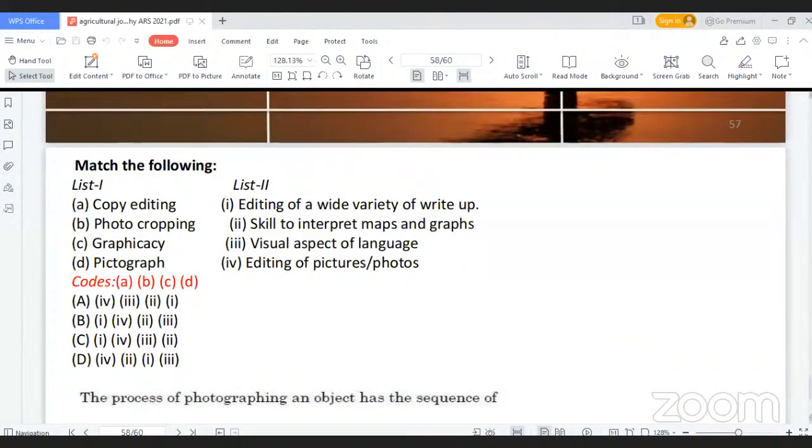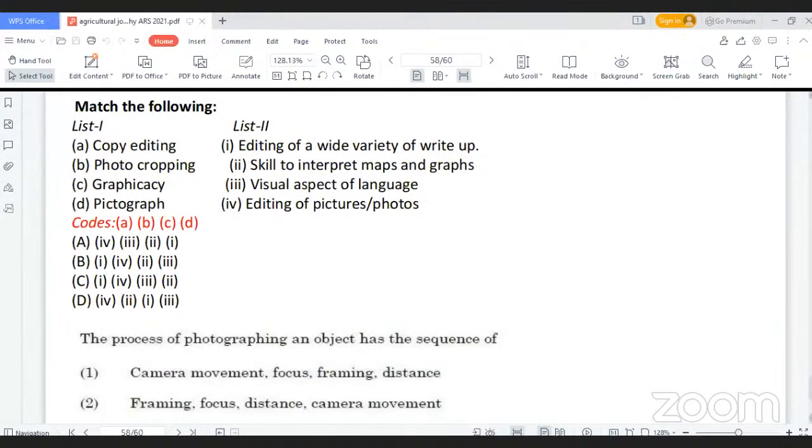Copy editing is editing of whatever write-up. Photocopying is editing of pictures, cropping the things. Crop means cutting. You crop your photo, suppose you are appearing for any interview, you crop the photograph.